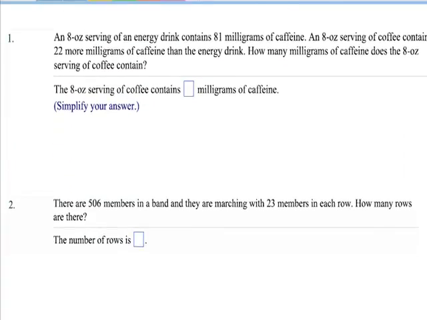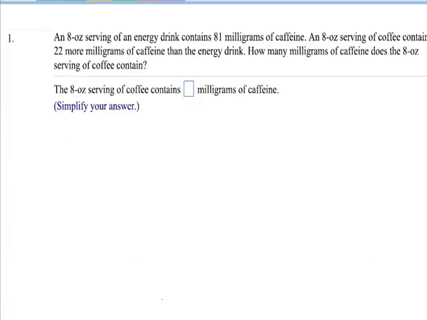Let's look at problem number 1. The first thing we're supposed to do is get familiar with it. All right, here we go. An 8-ounce serving of an energy drink contains 81 milligrams of caffeine. An 8-ounce serving of coffee contains 22 more milligrams of caffeine than the energy drink. How many milligrams of caffeine does the 8-ounce serving of coffee contain?